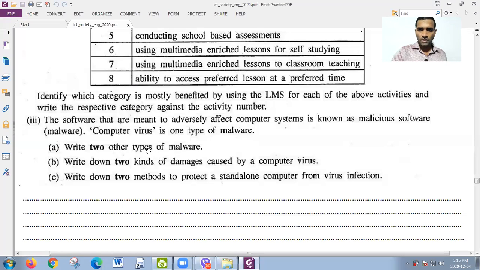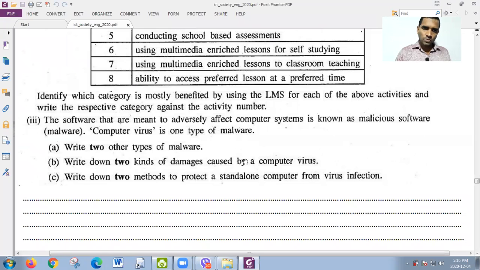Adware, hijacker, many things. Write down 2 kinds of damage caused by a computer virus. Virus can do many things. So you can simply say that a virus can delete some files. Some unknown files can be newly created.